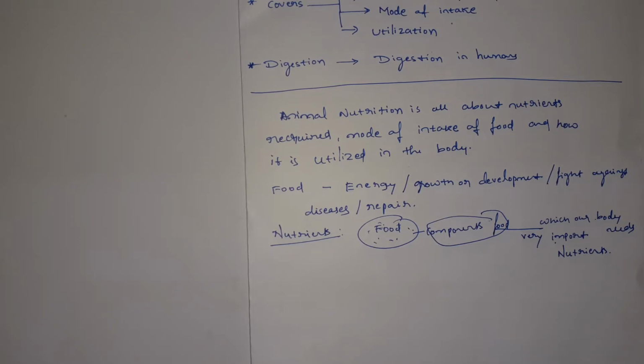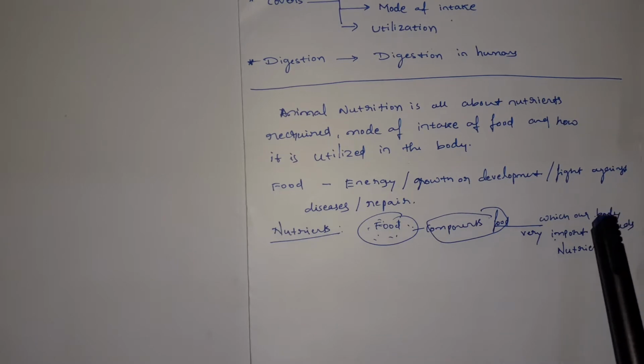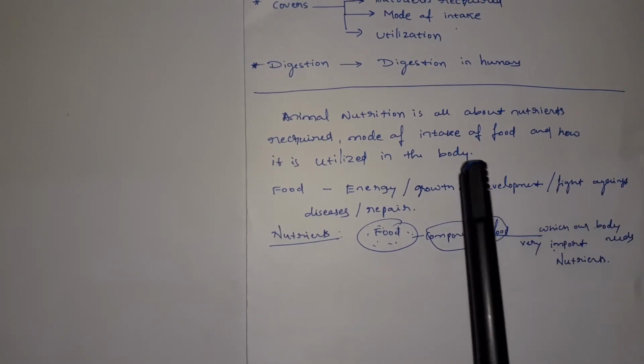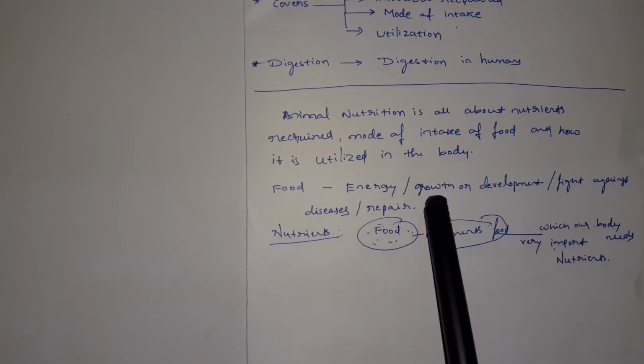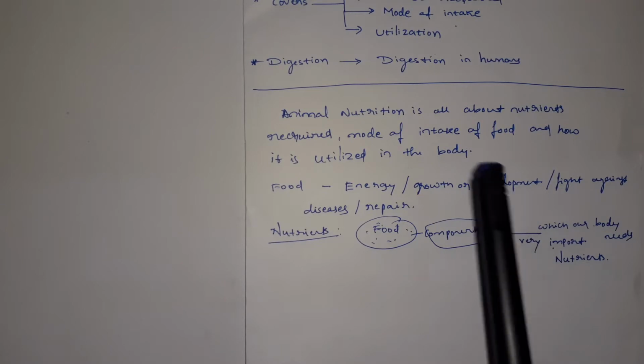The outer shell of any seeds is considered as roughage. It doesn't provide any nutrients to our body, still our body needs it, so you can't count that roughage in the nutrients. Not all components of food are known as nutrients. The components of food which are very much needed for our body, or which help in achieving these purposes: energy, growth, development, fight against disease, and repair, are known as nutrients.